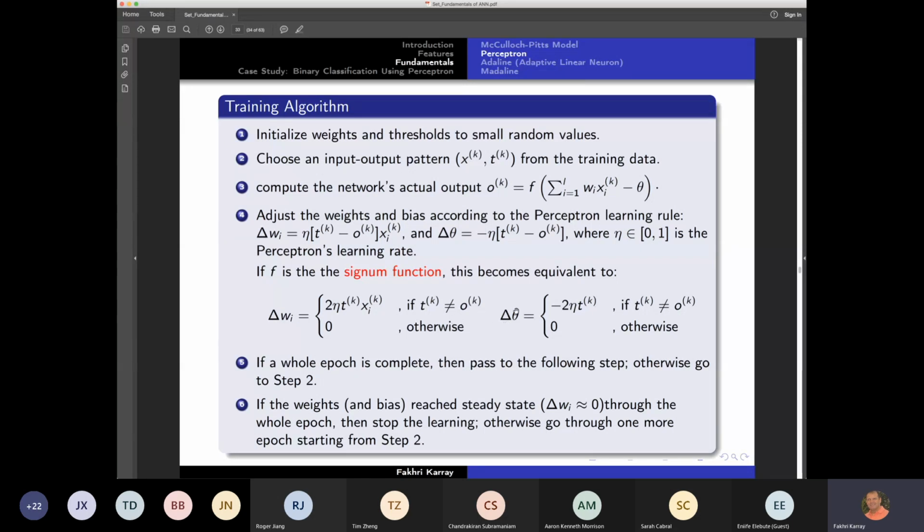Of course, we do the same thing for delta theta. We say that if tk is different from ok, then it's equal to minus 2 eta tk. Simply because if ok is different, since it would otherwise become equal to tk, then it's equal to minus tk. That's what it means. And minus (minus tk) gives us the value of 2 tk. So that's what we mean by this particular value.